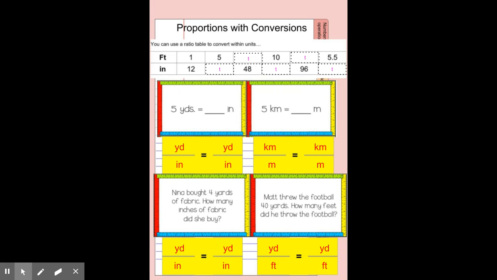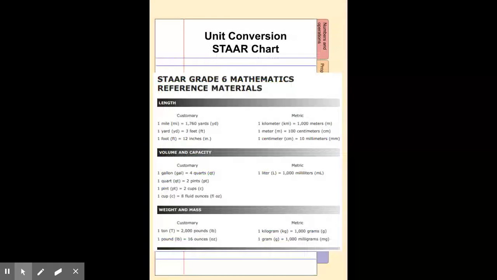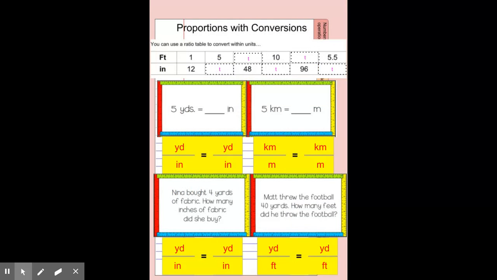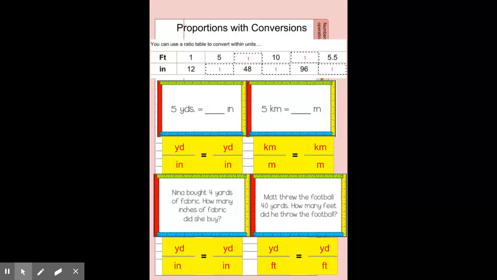All right, we are talking about proportions with conversions. We're going to use the proportions that we learned last week to convert between units of measure. On the slide before this, I did put a star chart there for you so that you can see the different conversions on here. You will need some of these for homework and for the problems we're going to do on this slide.